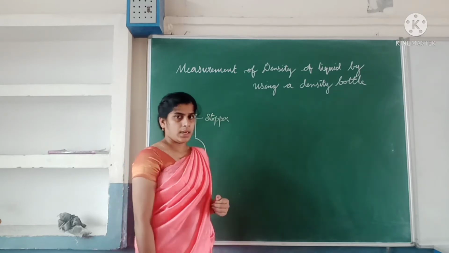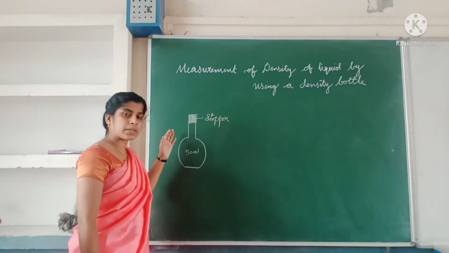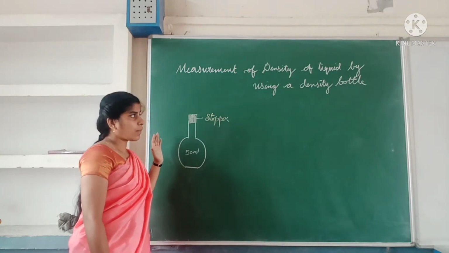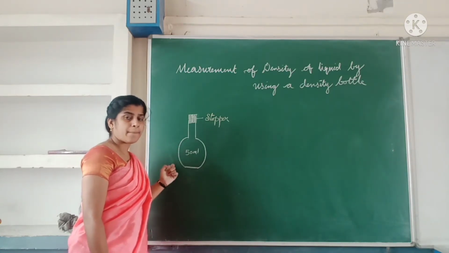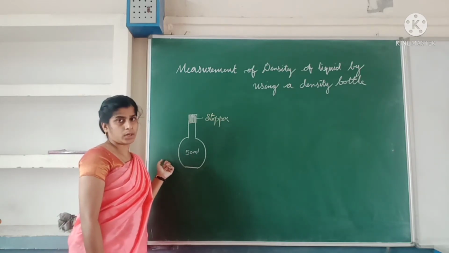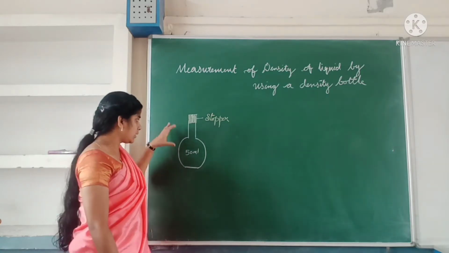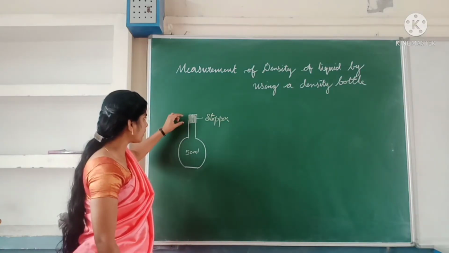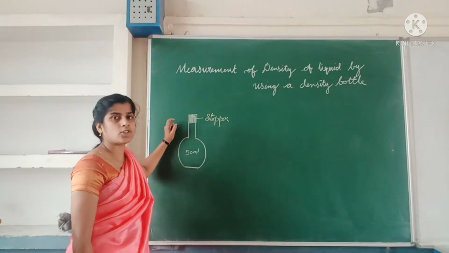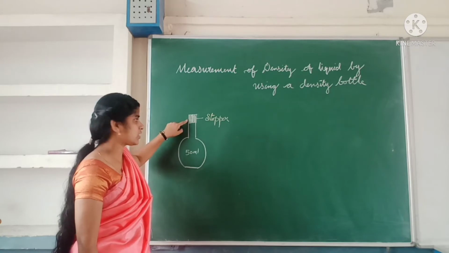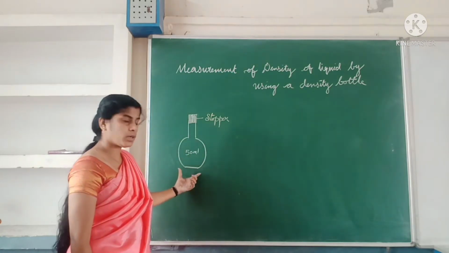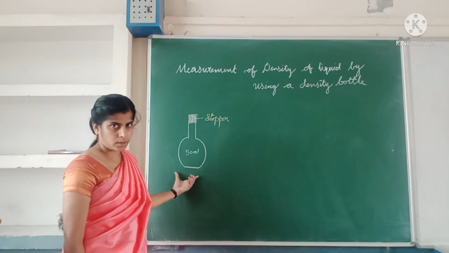Okay, no problem. Let's come to the class. See, this is a density bottle, a 50 ml density bottle. This 50 ml density bottle has one stopper and one center tube, that is a capillary tube. This is the stopper. See, this density bottle is a transparent glass bottle.